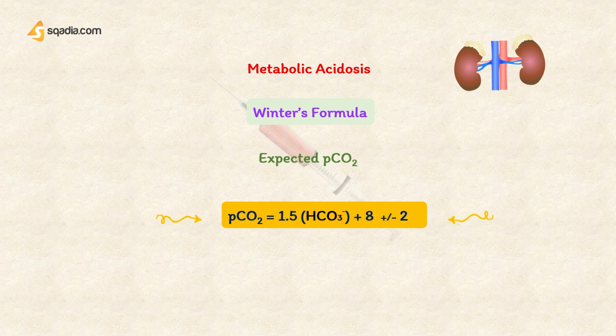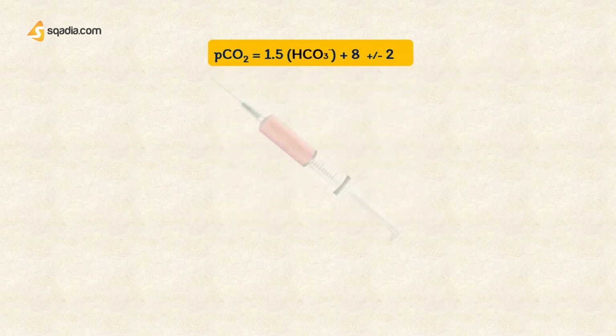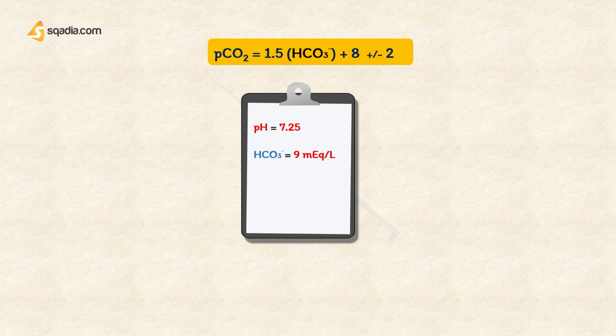Now for example, we have a pH of 7.2, a bicarb level of 9 milliequivalents per liter, and carbon dioxide of 22 millimeters of mercury. When we calculate it, it is 1.5 multiplied by 9 plus 8. So that's 22 plus or minus 2. So this is the expected, and no mixed disorder has occurred, since the partial pressure of carbon dioxide was also 22.